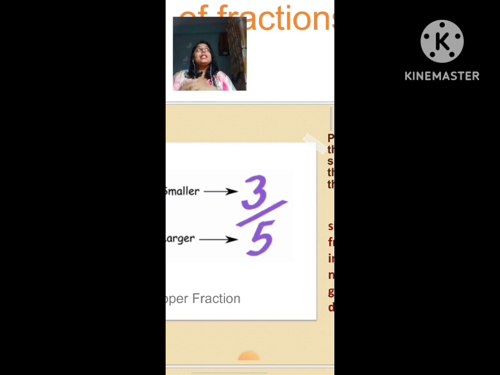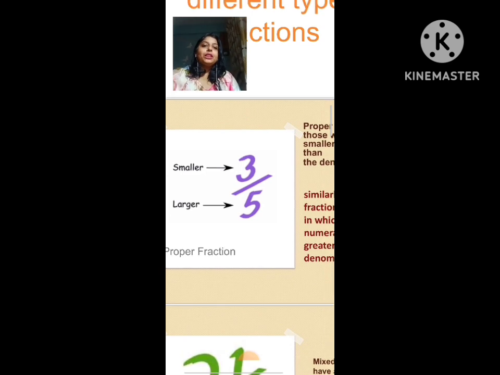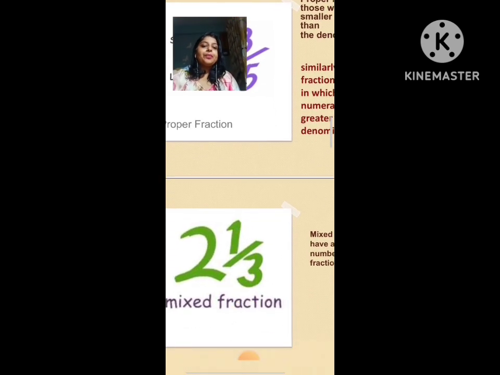Okay, now 17 by 6. Yes, it's an improper fraction. Why? Because 17 is greater than 6, and 17 is the numerator here, 6 is the denominator. So, it's an improper fraction. Okay, I hope you understood proper and improper.